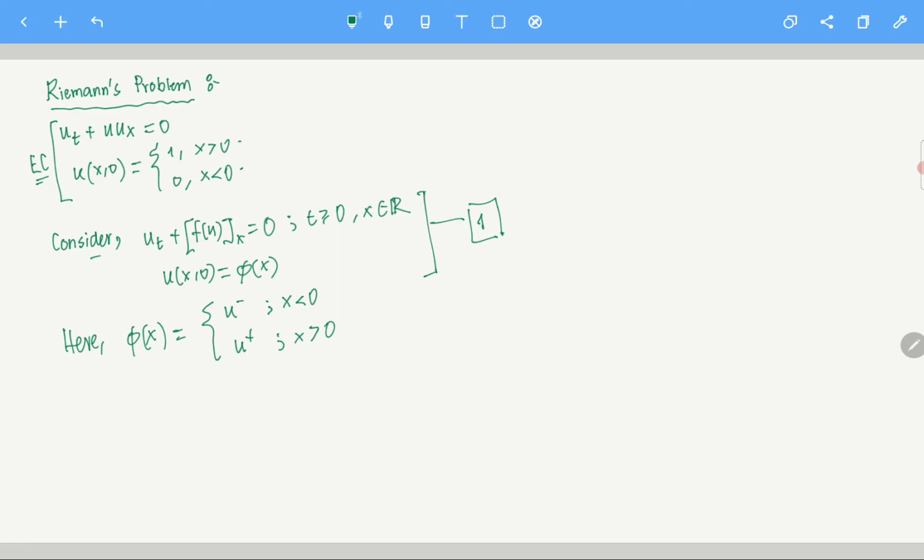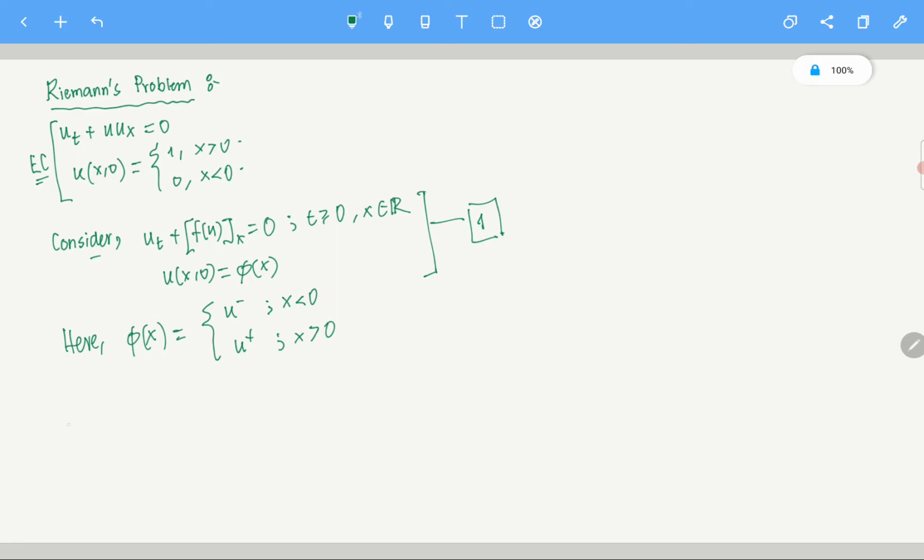This has nothing to do with the other notation you may know, where if u is a function, u plus and u minus denote something like a maximum or minimum. We are not assuming that. U plus and u minus are just some numbers. U minus is from the left, so x is negative, and for x positive we are just assuming u plus. No information at x equals 0 is given. So this is phi, and what is f?